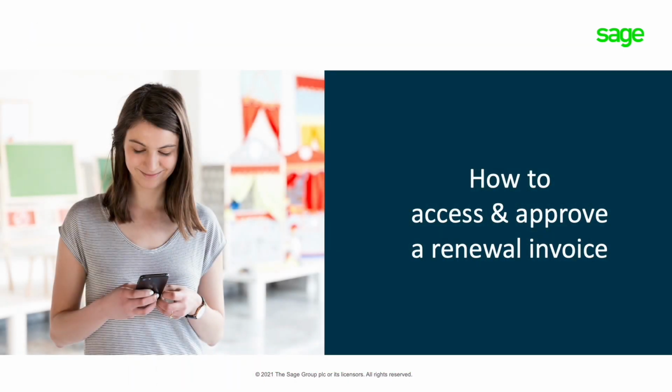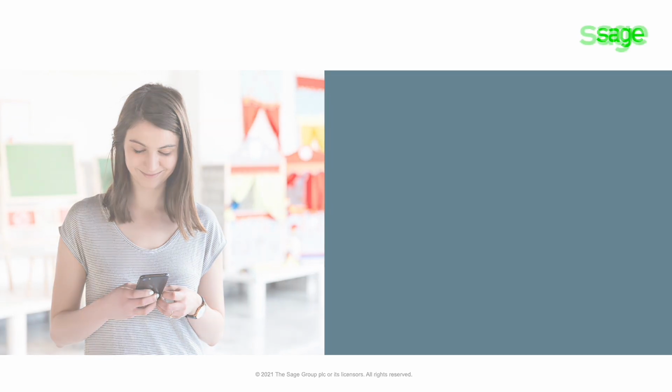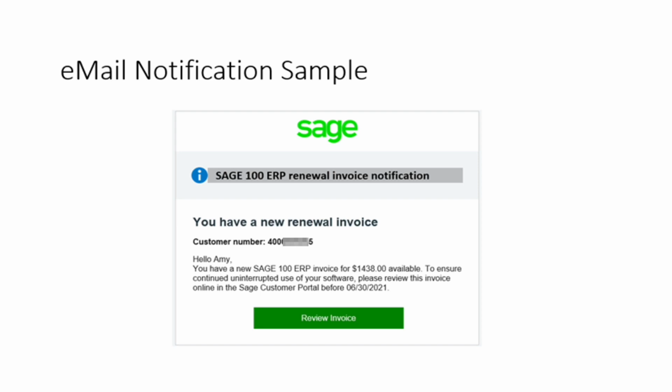Now, let's review how to access and approve a renewal invoice. Prior to your renewal, the primary contact will receive an email notification. After opening the email, click on the green button, Review Invoice. You will then be redirected to the customer portal.